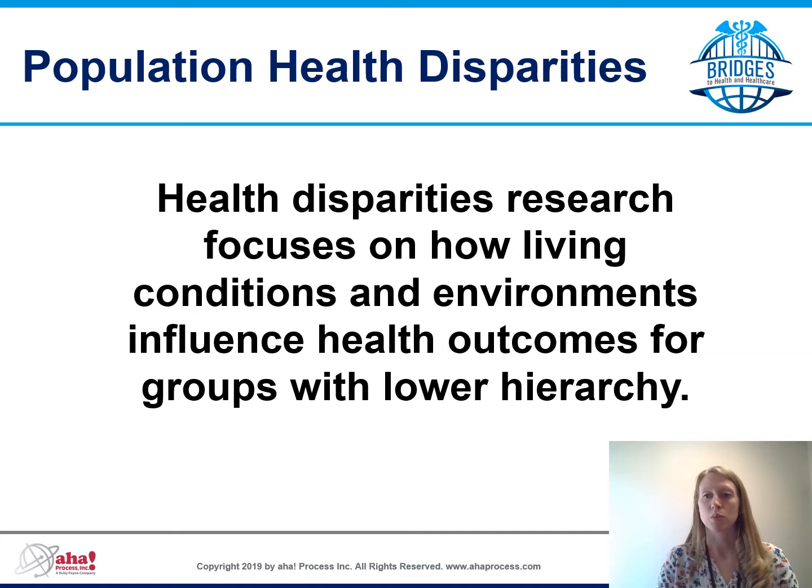The research areas we just discussed, access, availability, cost, quality, communication, and efficacy, shine light on some of the population health disparities that exist for people in poverty. We can also think of these as social determinants of health, a term that many of you are familiar with and that increasingly factors into value-based care.